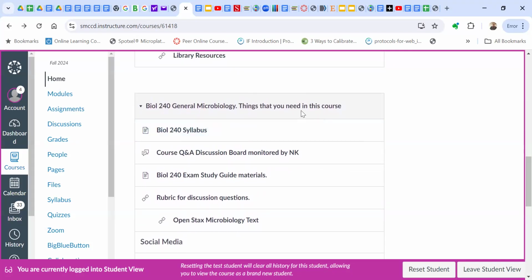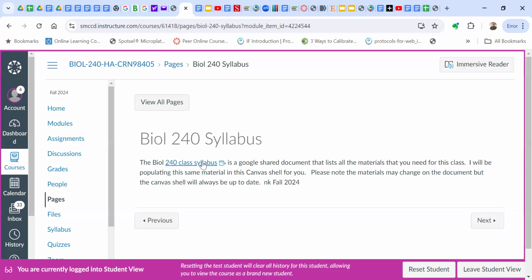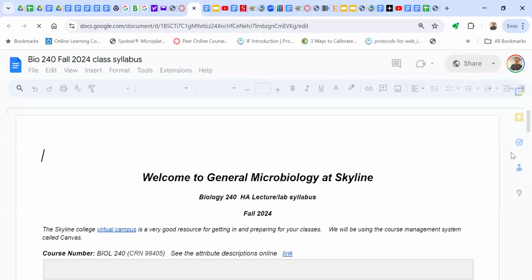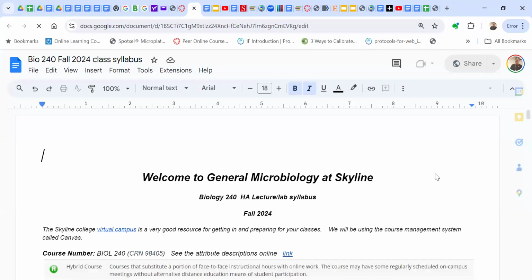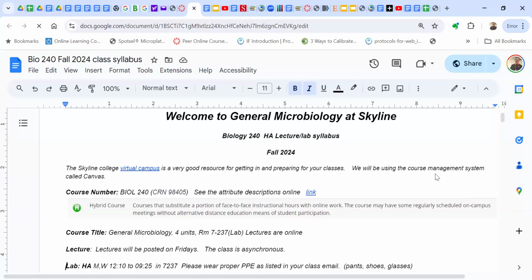For general microbiology, there are a number of things that you will need. We have a course syllabus in which I say a lot of the same thing. If we click on the course syllabus, this is going to send you out to a Google Doc. I do want you to be able to use Google Docs, so if you don't have an account, you should get one. You will be able to view the course syllabus. Make sure that you print a copy of this out. This is something that you can use for your other courses.